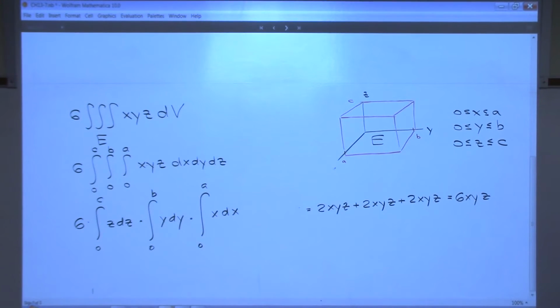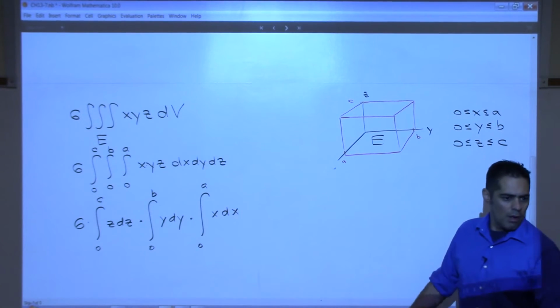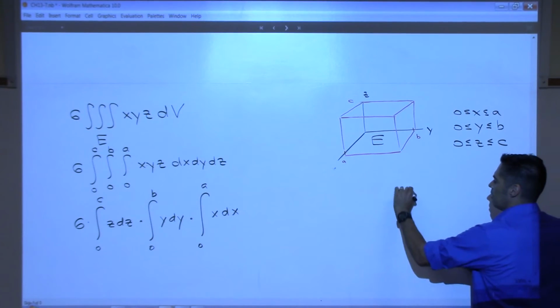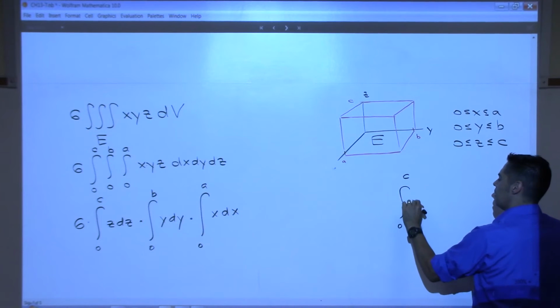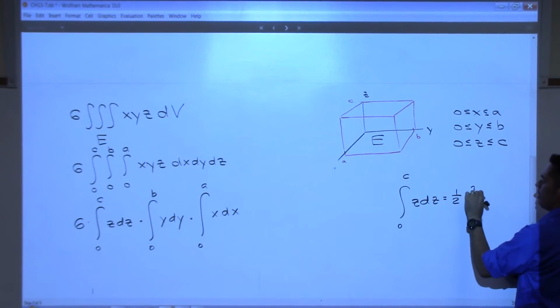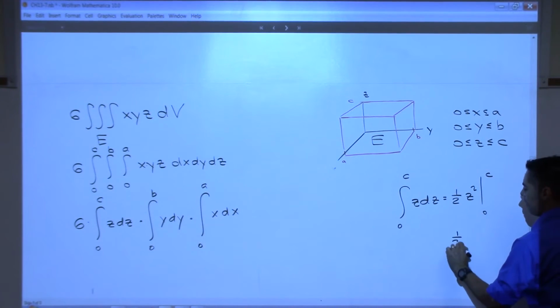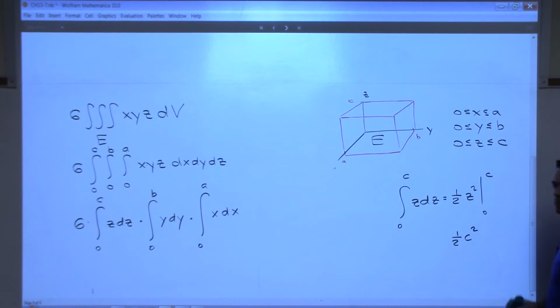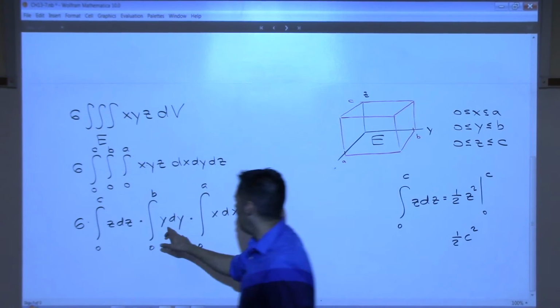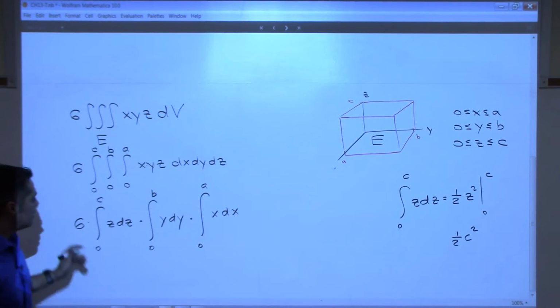Understand what I did? All right, I think if we do one of these integrals, we can see what all of them are going to turn into, right? So what's the antiderivative of z dz? Well, it's 1/2 z squared evaluated 0 to c. So you get 1/2 c squared. That's what I'm going to get for that one. This one should turn out to be 1/2 b squared, and that one should turn out to be 1/2 a squared. And then times 6.